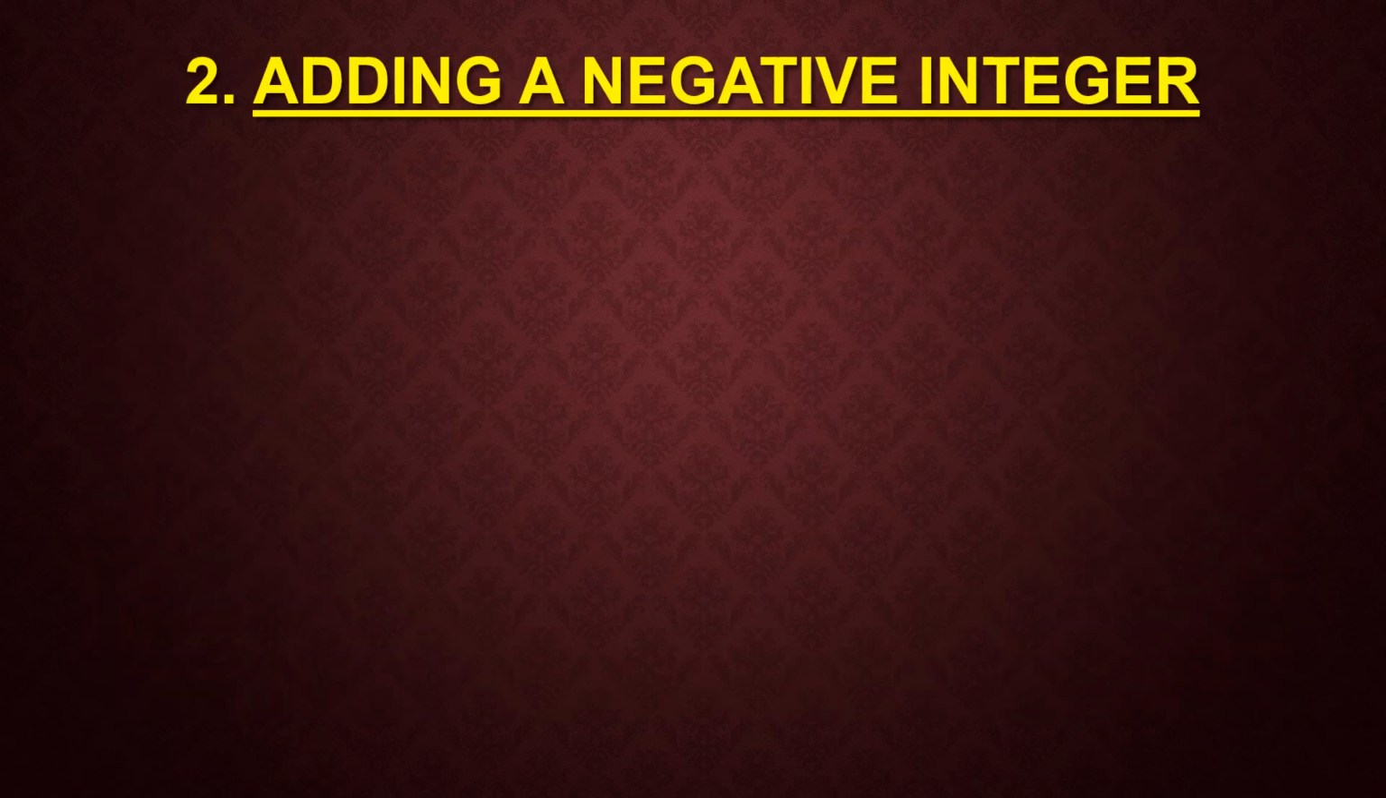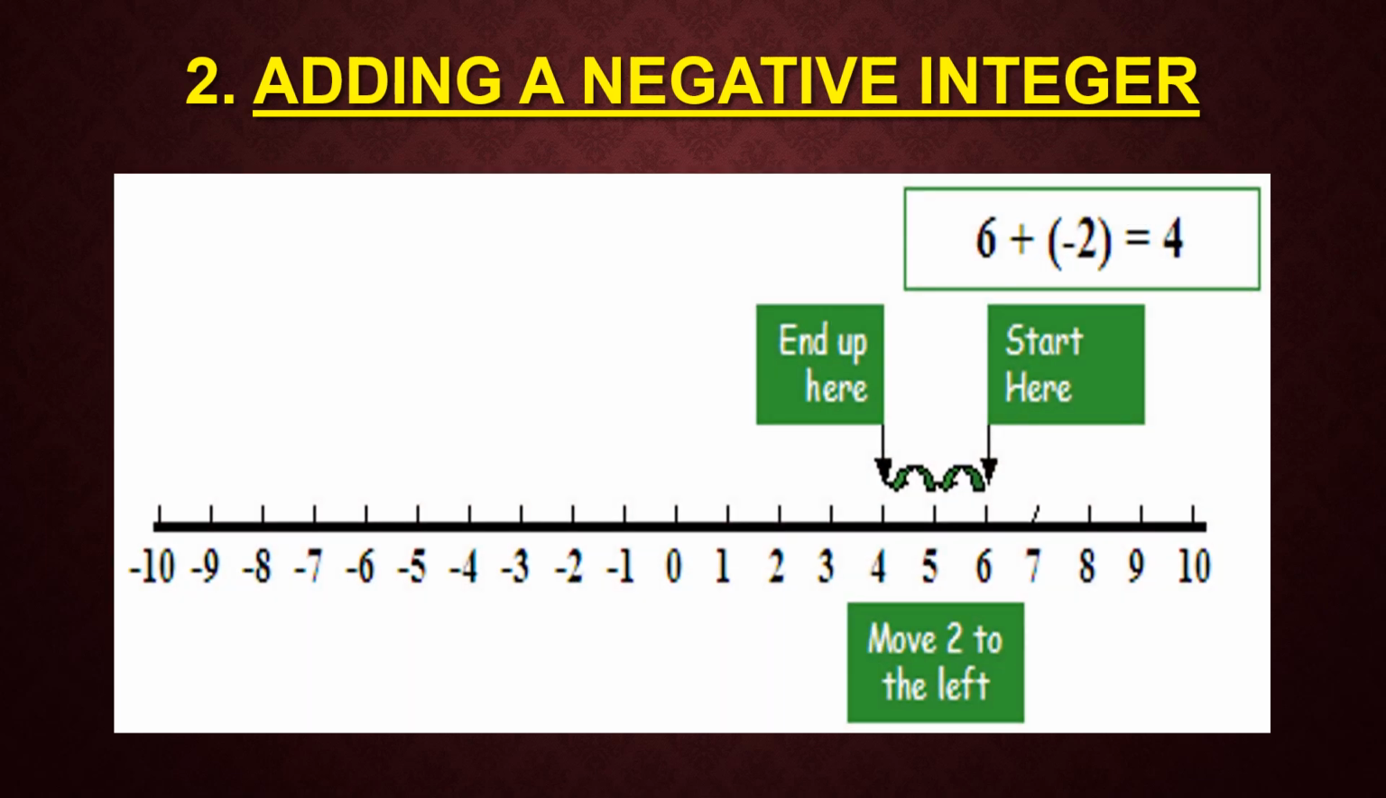Second way is adding a negative integer. Let's take one example. 6 plus minus 2. So in this case, our starting point is 6 on the number line. And we will take 2 jumps towards left because we are adding a negative integer here. So we will end up at point 4 on number line. Therefore, 6 plus minus 2 is equal to 4. In both the ways, the answer is same.